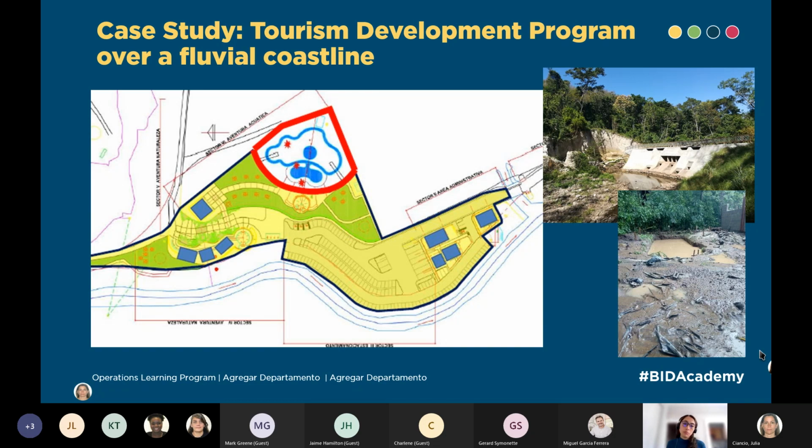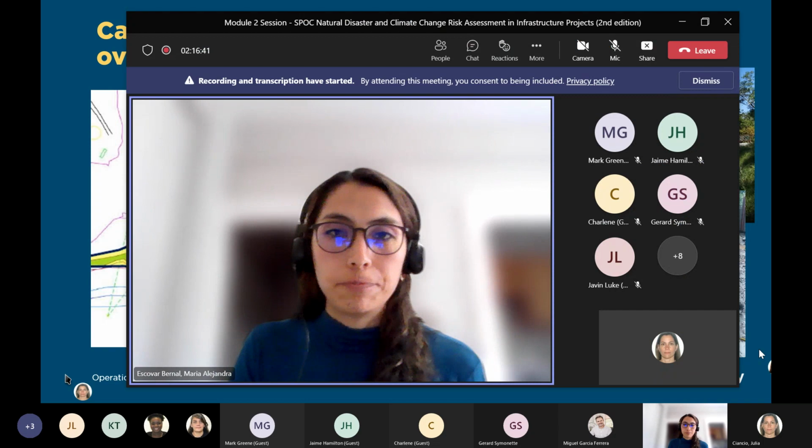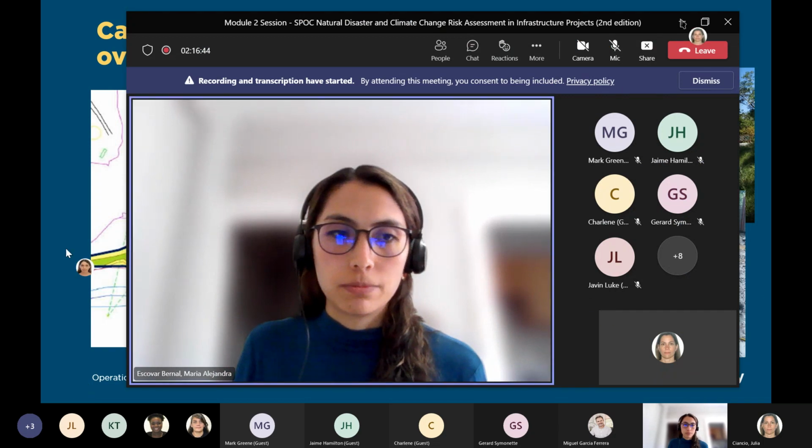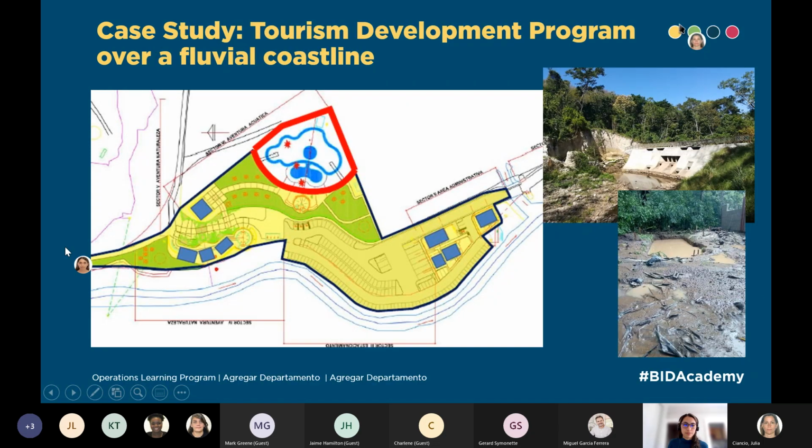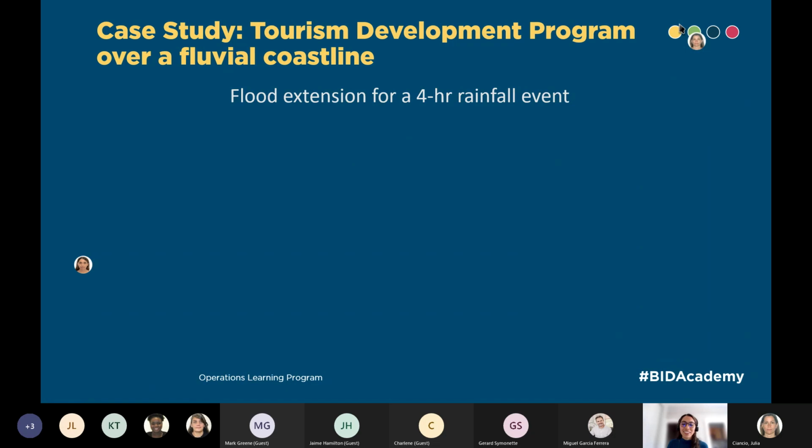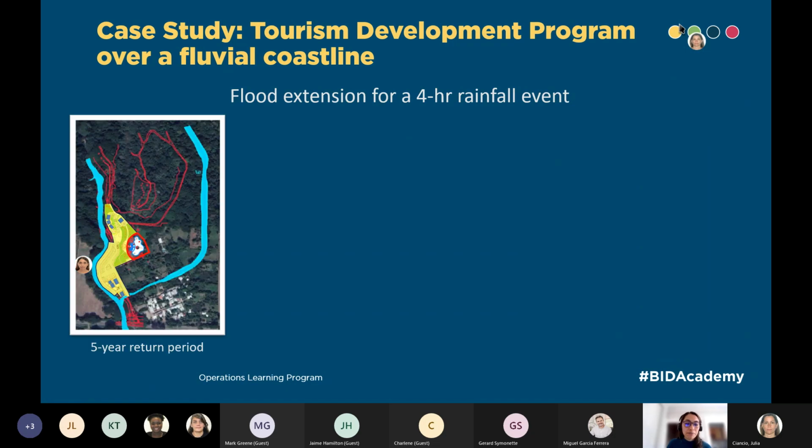This example we have explained in the previous live sessions. This is a thematic park that's located, as you can see in the image, in a flood-prone area. It is on the left side of two rivers.